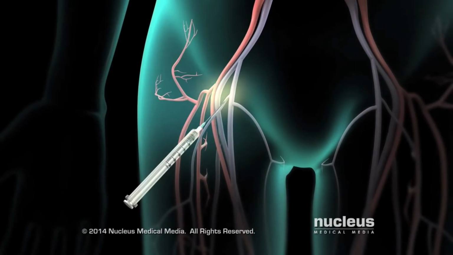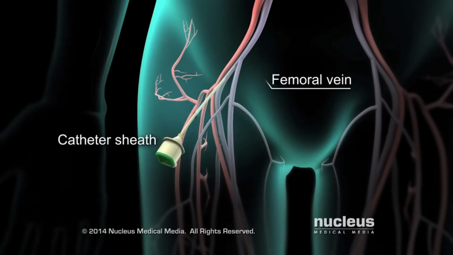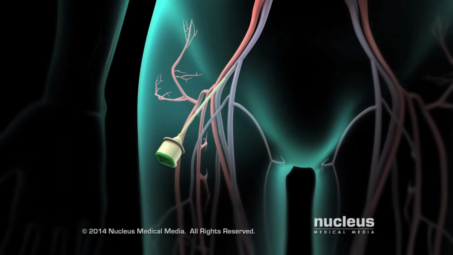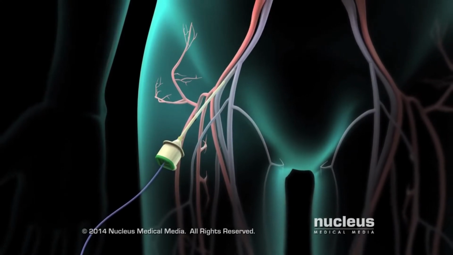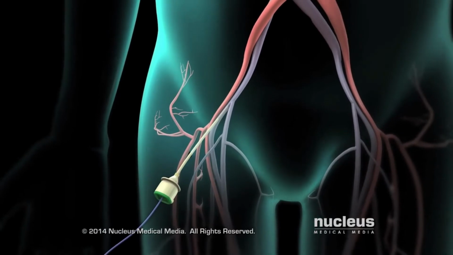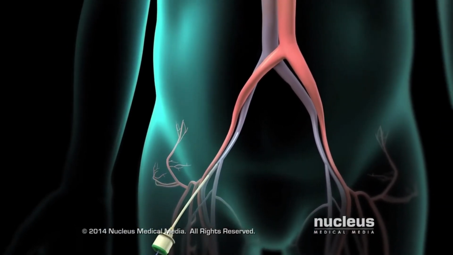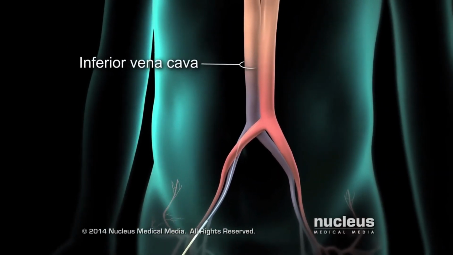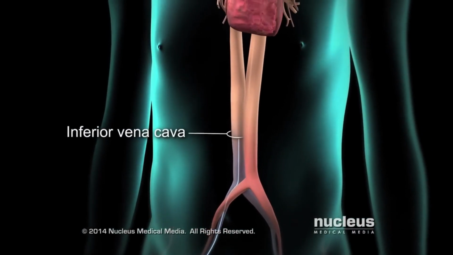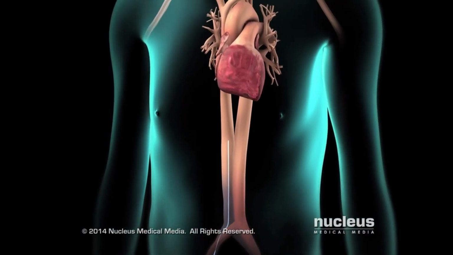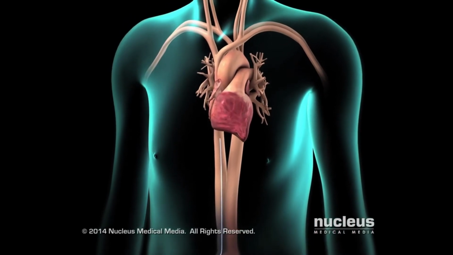After numbing a small area in the groin with a needle, the doctor will insert a short hollow tube called a catheter sheath into the femoral vein. Next, a long, flexible tube, called a catheter, will be inserted through the sheath. The doctor will guide the catheter to the heart through a blood vessel that goes to the heart, called the inferior vena cava. The location and progress of the catheter will be monitored.